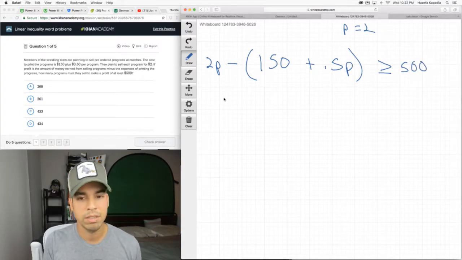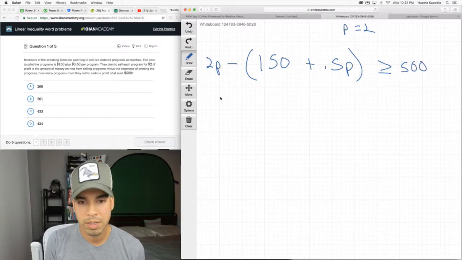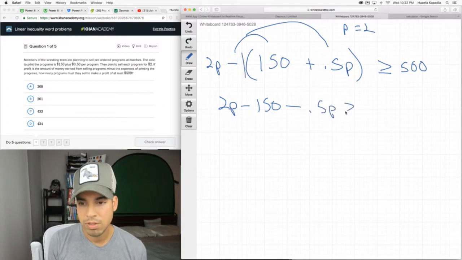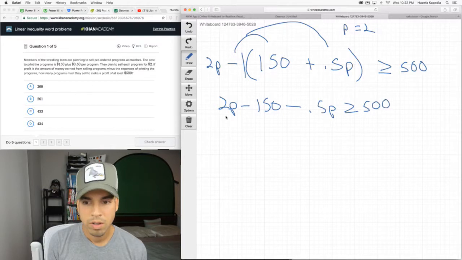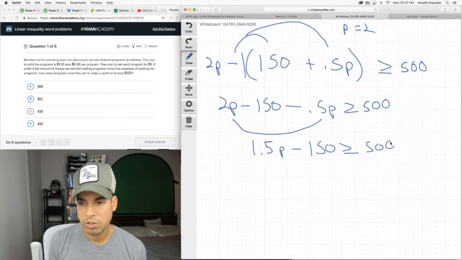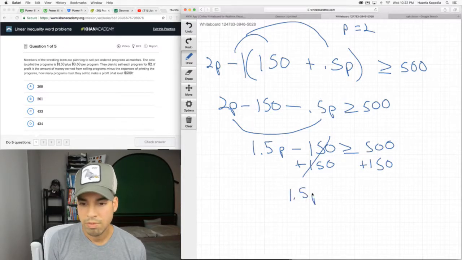All right, so this is basically our setup. Now we just got to solve for P. So I'd say 2P minus 150 minus, we're going to distribute that negative to both of these guys, it's just like a negative 1, 0.5P is greater than or equal to 500. 2P minus 0.5P, these guys combine as like terms to be 1.5P minus 150 is greater than or equal to 500 plus 150. I'm just isolating, so we got to get rid of the 150. We're adding it to both sides. 1.5P is greater than or equal to 650.